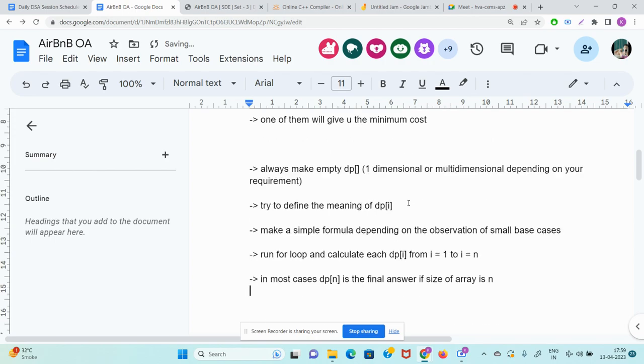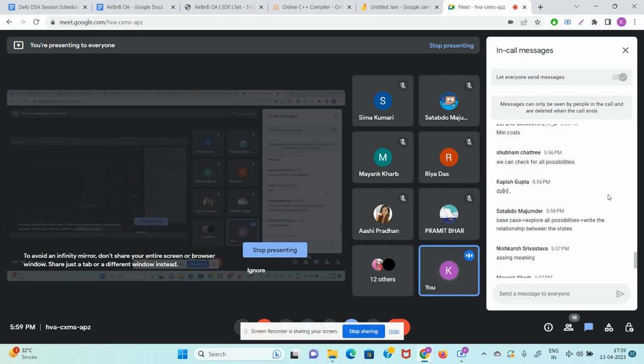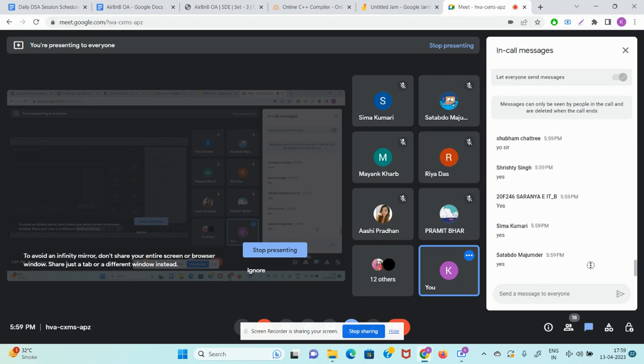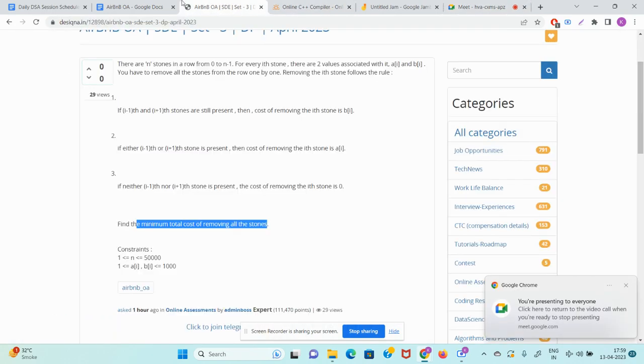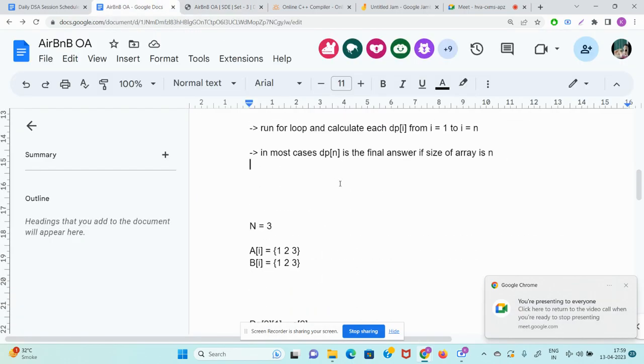Guys, please start writing yes in the chat if you knew this trick which I taught in the first, second, third sessions of DP. Start writing yes. Everyone start writing yes. Yes, Satabdo, very good. The people who know the trick, they will understand very quickly. Anyways, so guys, this much work is done, that much work is done, right?